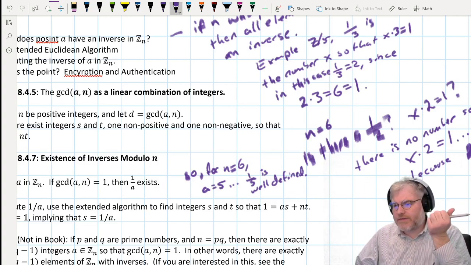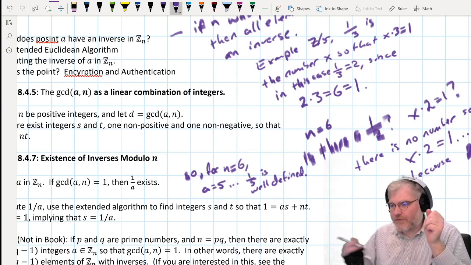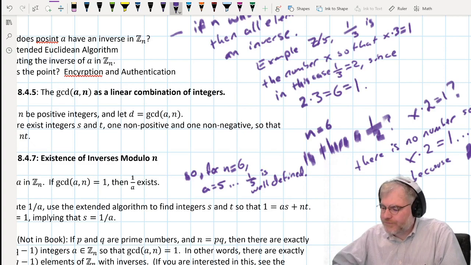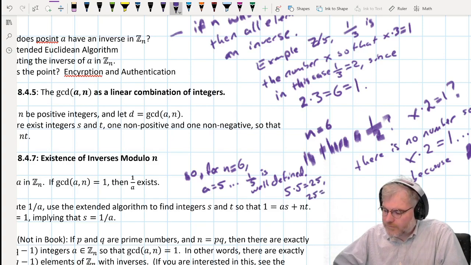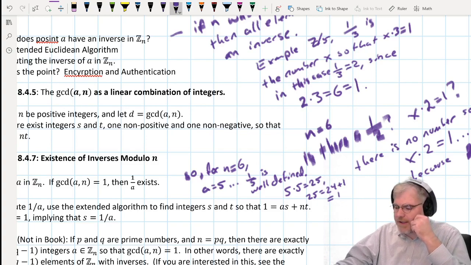Anyone want to hazard a guess at what it is? It's 5, right? 5 times 5 equals 1. Because we're in modulo 6, 5 times 5 is 25, and 25 equals 24 plus 1.